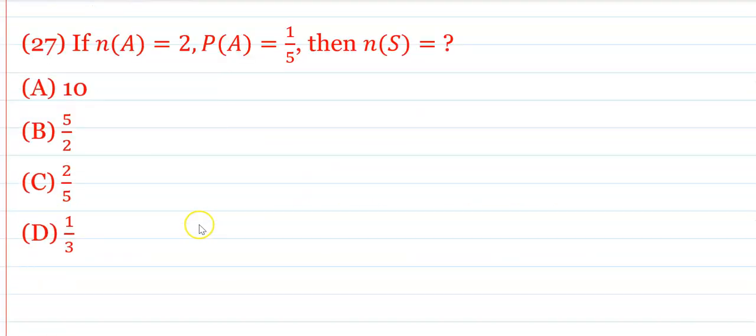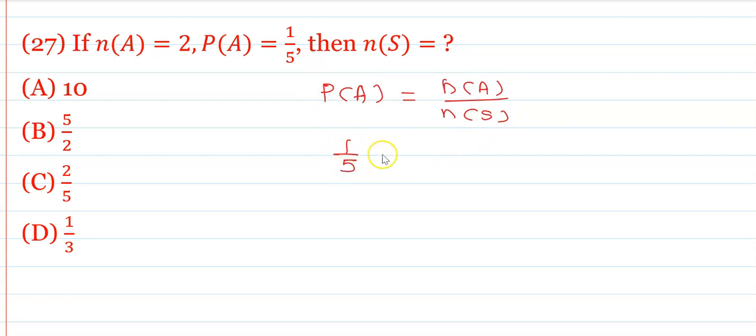Now the next one. If N of A is 2, P of A is 1 by 5, then find out N of S. We have done this type of problem again. The formula for P of A is probability of the event A is equal to N of A, number of points in the event, upon number of points in the sample space. What is P of A given by him? 1 by 5, and that is equal to N of A, N of A is 2. We want to find out N of S. We have done this type of problem; here we will do cross multiplication. N of S is equal to 5 into 2, that is equal to 10. Therefore, the option A is the correct one. Therefore, we will write the answer like this. Sub question 27, answer option A.